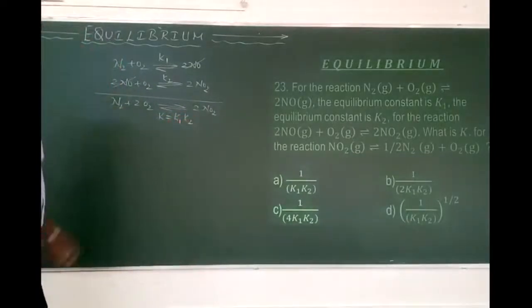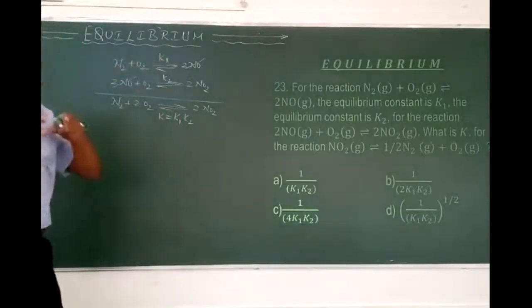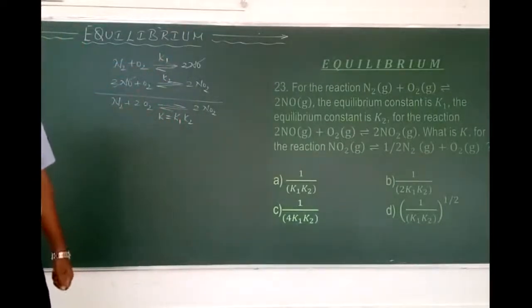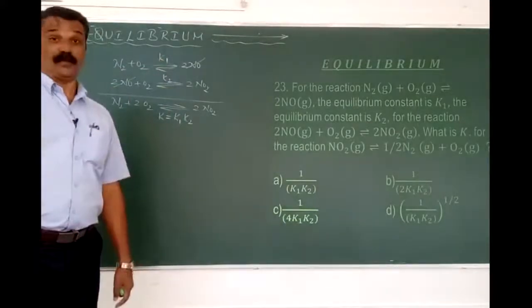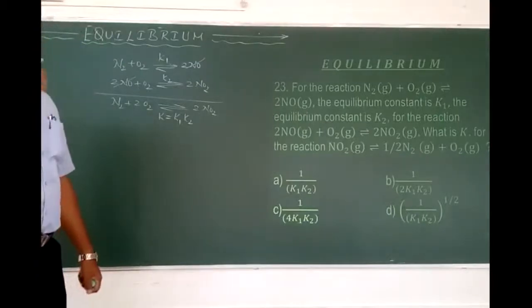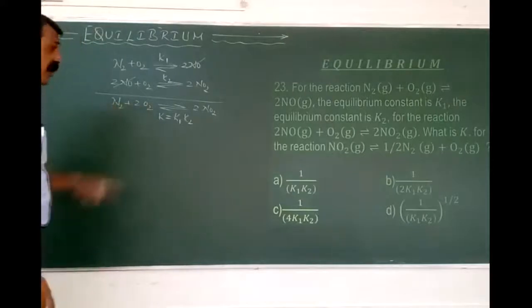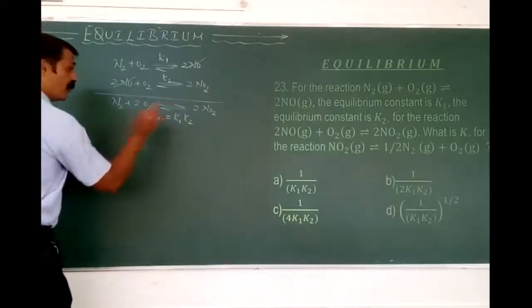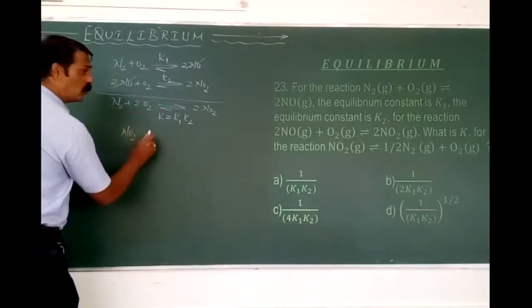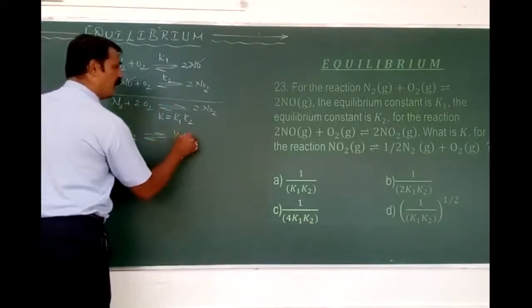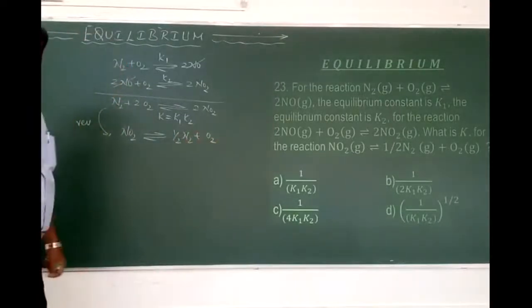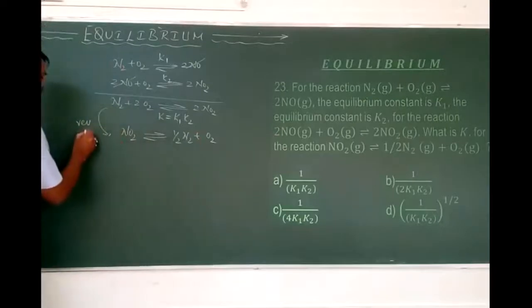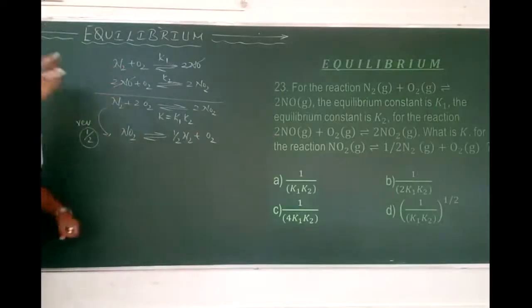Why? Because it is the sum of these two reactions, so the individual equilibrium constants multiply to give the net equilibrium constant when the reactions are added. That is, K total is equal to K1 into K2 and so on up to Kn, depending upon the number of steps involved. But here we need the reaction NO2 gives rise to half N2 plus O2. That means the equation has been reversed, and it is divided by 2, so the number of moles has been reduced to half.